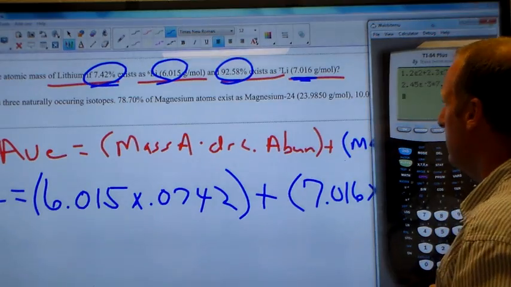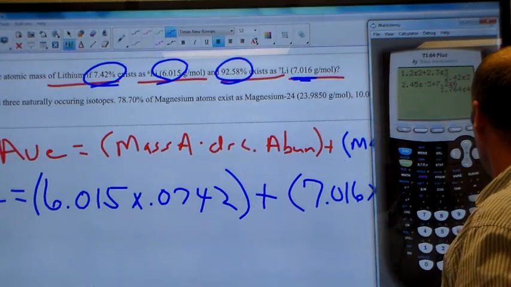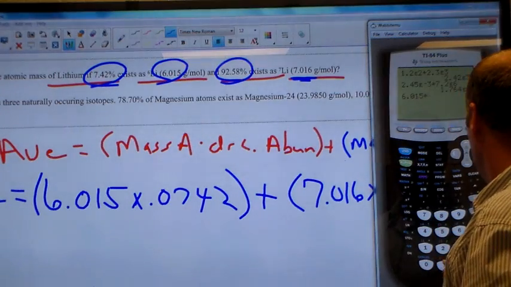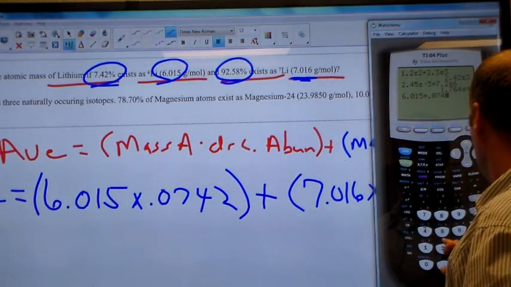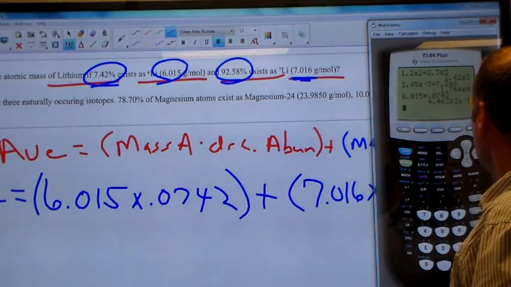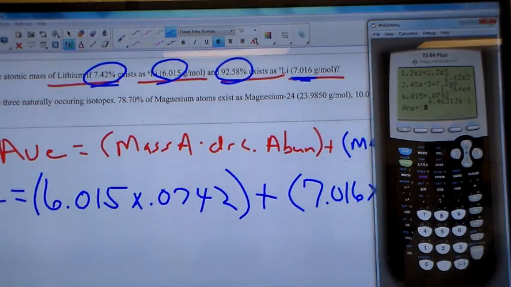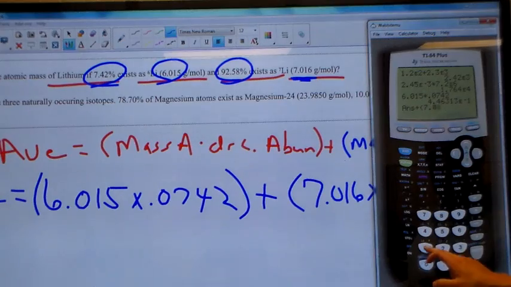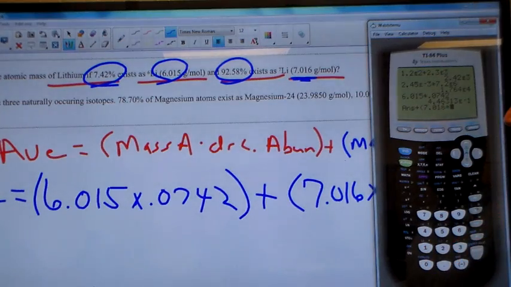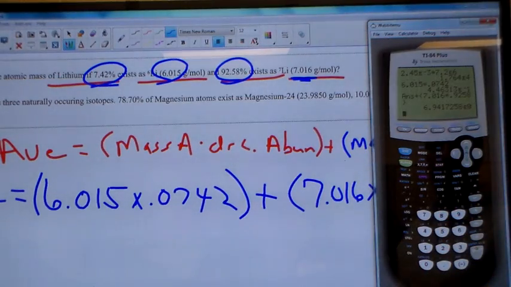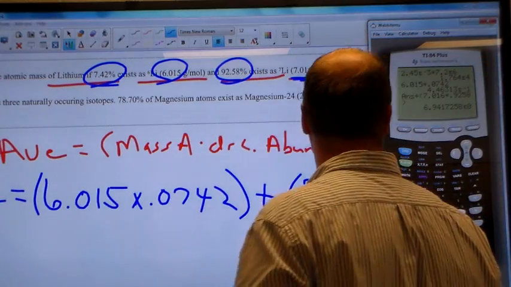Okay, we would take 6.015 times 0.0742. That's that percent, and we're going to add that to parentheses 7.016, the mass of the second one, times 0.9258. We get the average mass of 6.